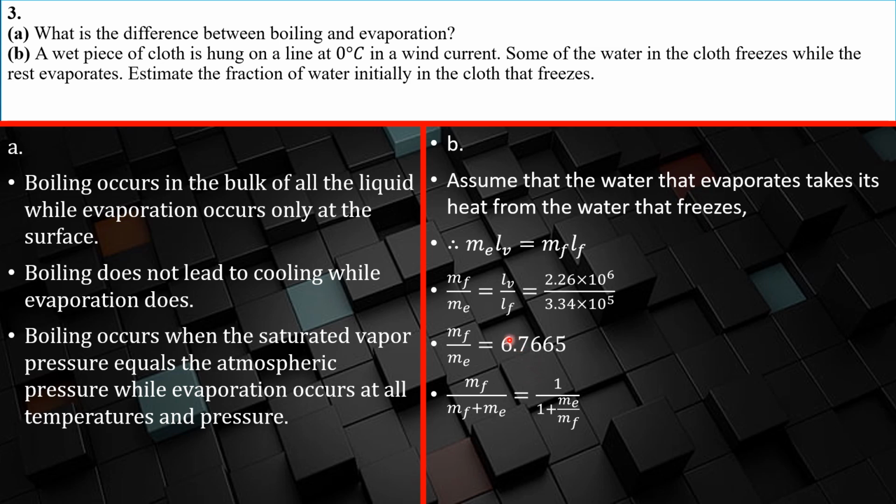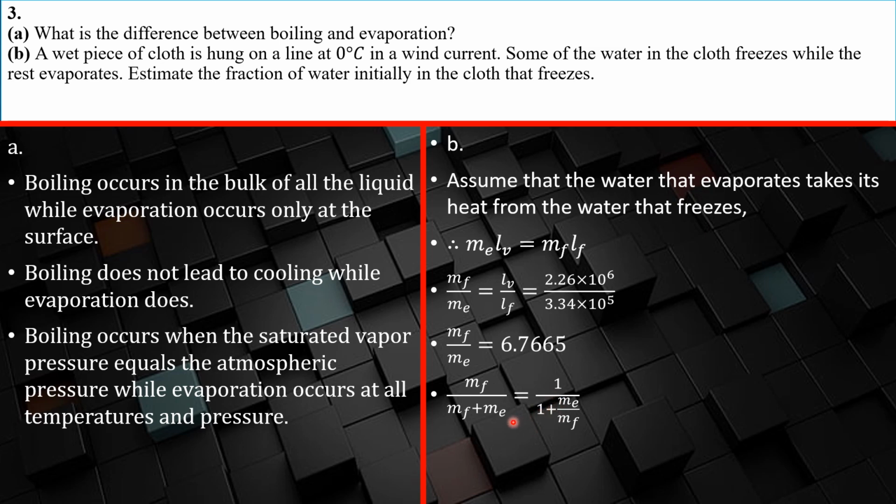Now remember that you want the fraction. The examiner says estimate the fraction of water initially in the cloth that freezes. So how do I do that? The fraction of water that freezes is the mass of frozen water divided by the total mass of water that was originally present, which will basically be the sum of the one that froze plus the one that evaporates. So this is the total fraction that the examiner needs you to find. We can use a little bit of mathematics here. We can divide up and down by MF. If I divide by MF at the top, I'm left with 1. If I divide by MF at the bottom, I'm left with 1 plus ME over MF.